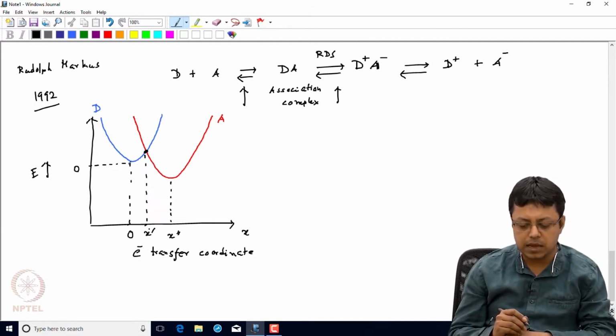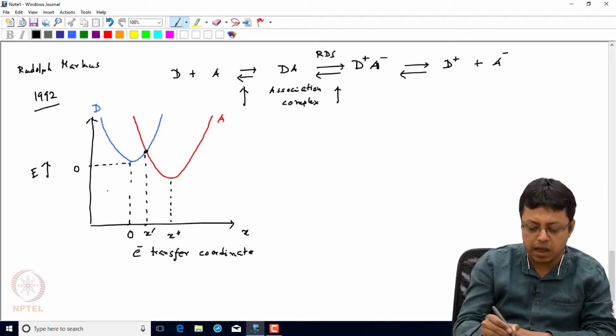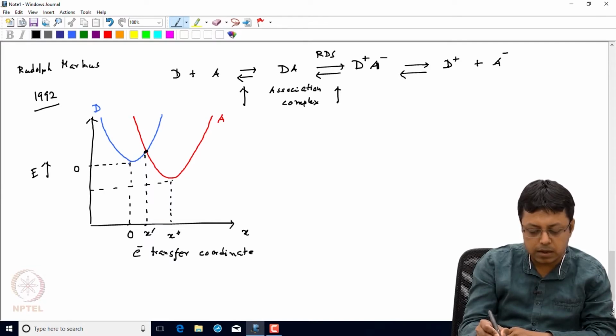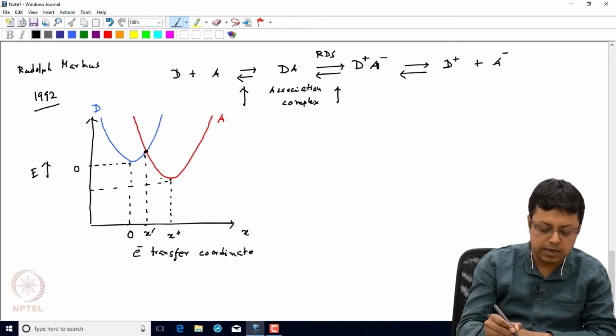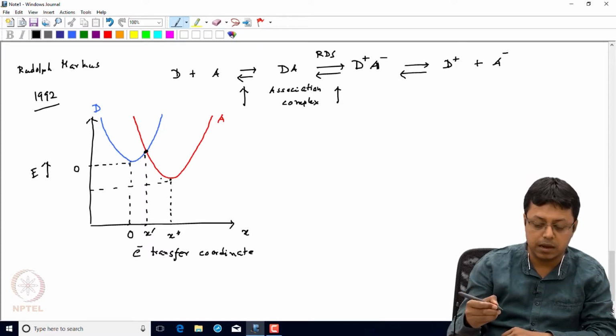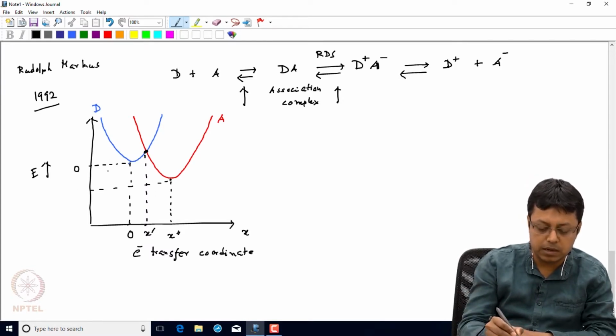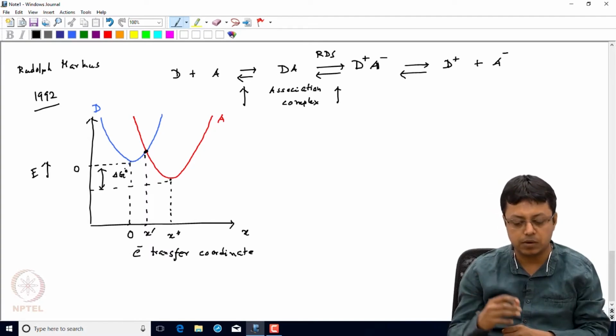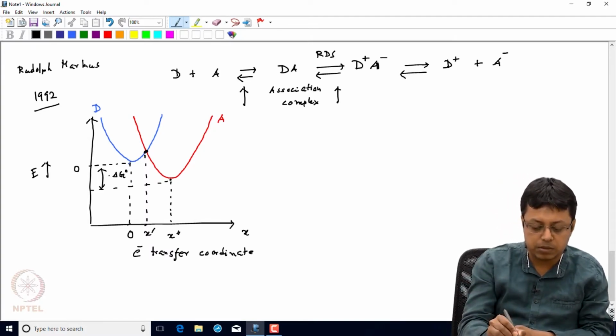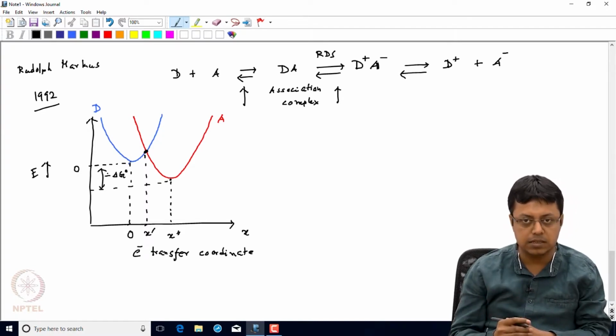And now we see that we have several things. So we have also an acceptor minima, which is somewhere here, and since we called the donor energy to be 0, let us say that the acceptor is stabilized by an amount which I'm calling this energy gap as delta G0. Now delta G0 is the free energy for the reaction donor to acceptor. Now the way I have drawn it, delta G0 is negative, so the absolute value of the gap is minus delta G0.